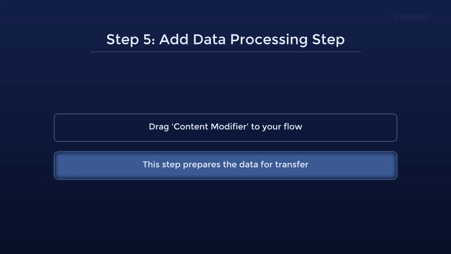This step prepares the data for transfer. It means formatting and cleaning your data so it is ready to move to another system. For instance, converting customer addresses into a standard format before sending them to a mailing service. Proper preparation ensures the receiving system can use the data correctly.